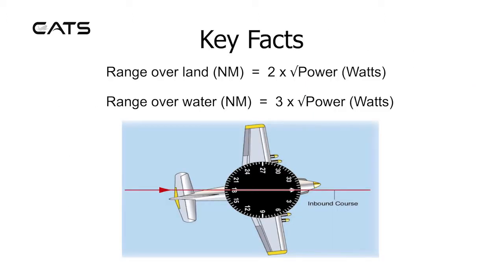The range over land in nautical miles is 2 times the square root of the power in watts. The range over water in nautical miles is 3 times the square root of the power in watts.